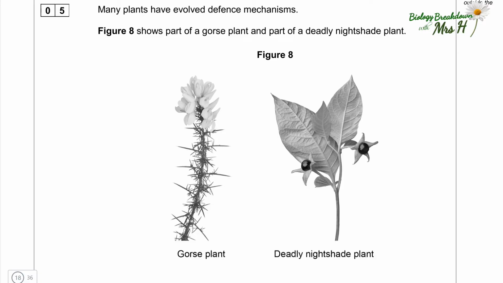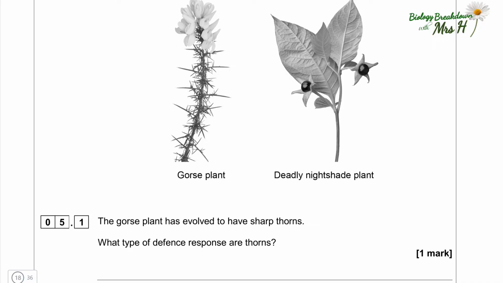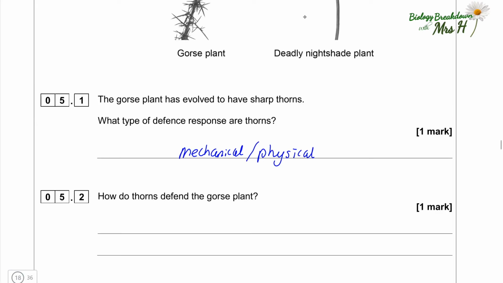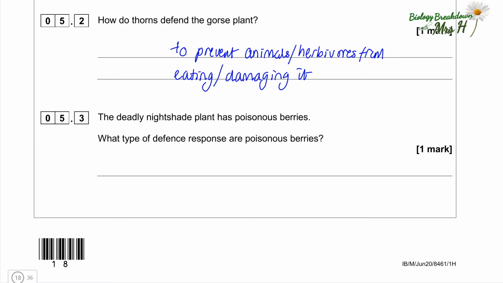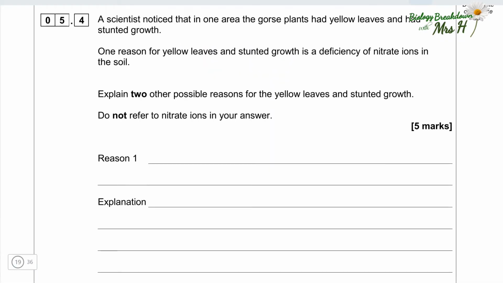Figure 8 shows part of a Gauss plant and part of a deadly nightshade plant. The Gauss plant has evolved to have sharp thorns. What type of defense response are thorns? Well, those are mechanical. I prefer physical because that ties in more with A level as well, but either of those are correct. How do thorns defend the Gauss plant? It's going to prevent animals, mostly herbivores, from eating them or damaging it. The deadly nightshade plant has poisonous berries. What type of defense response are poisonous berries? Chemical.